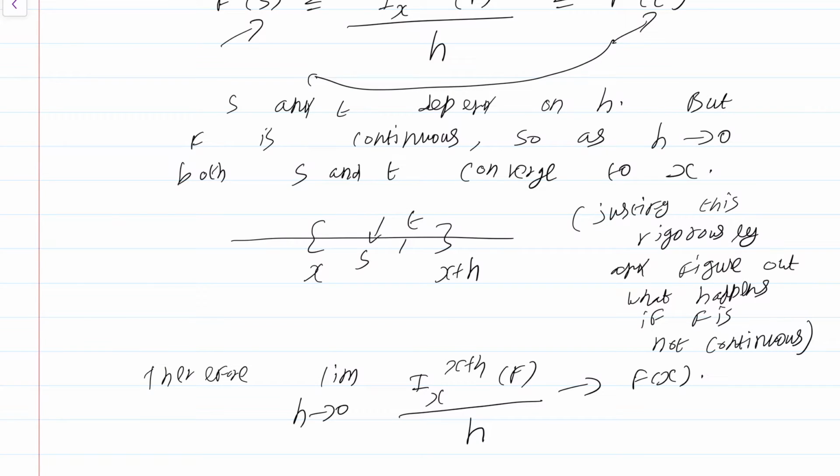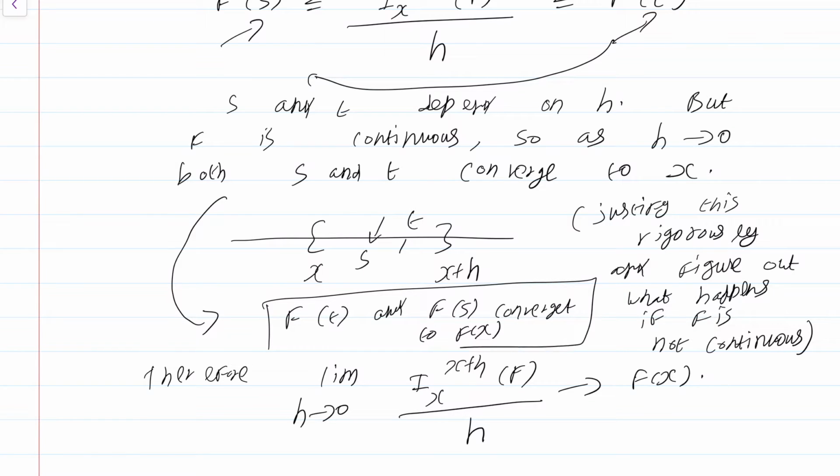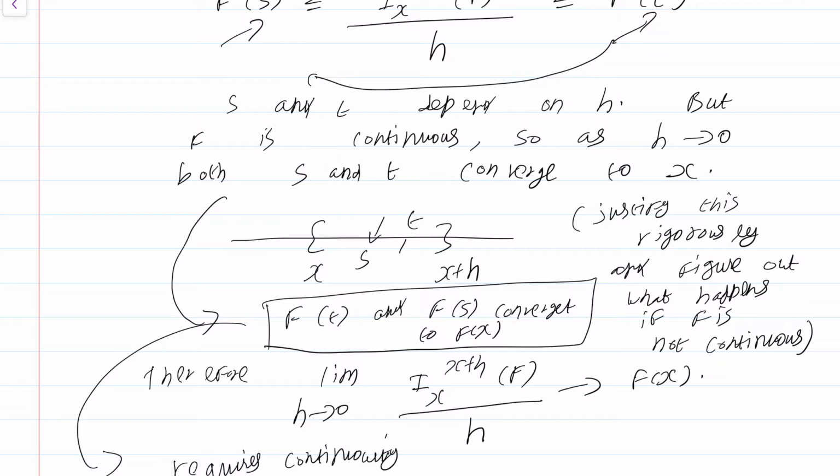What continuity is actually going to say is that f of t and f of s converge to f of x. This is the part that requires continuity. So as h converges to 0, both s and t converge to x, and therefore, because f is continuous, f of t and f of s both converge to f of x.